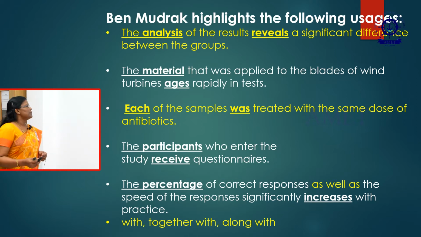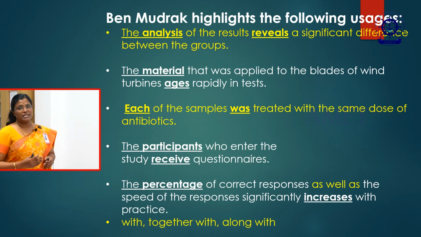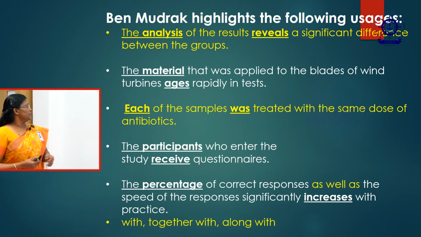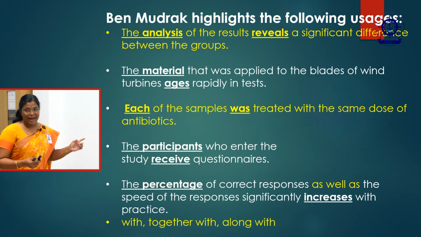Next sentence, the participants who enter the study receive questionnaires. The subject is the participants, which is a plural subject. A plural subject takes a plural verb. Here, the participants receive questionnaires. Some additional information is provided by adding a relative pronoun, who, in the sentence. We should know how to differentiate it.